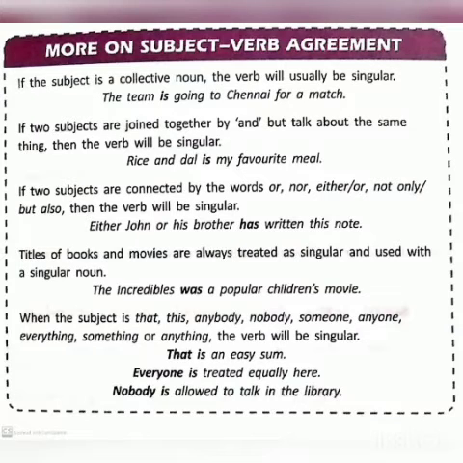When the subject is that, this, anybody, nobody, someone, anyone, everything, something or anything, the verb will be singular. So if these words are the subjects, that is that, this, anybody, nobody, someone, anyone, everything, something or anything, then also the verb is in singular form.